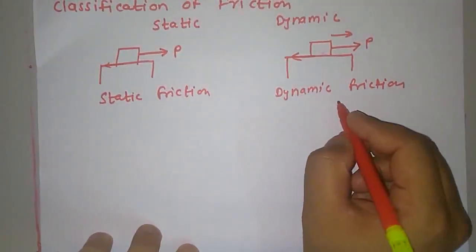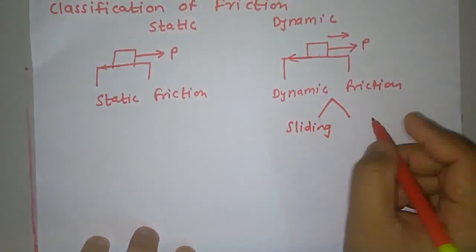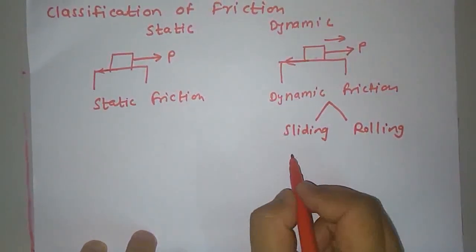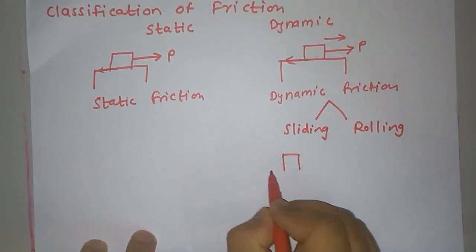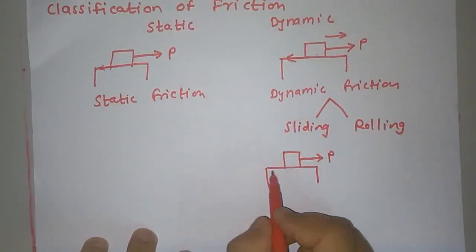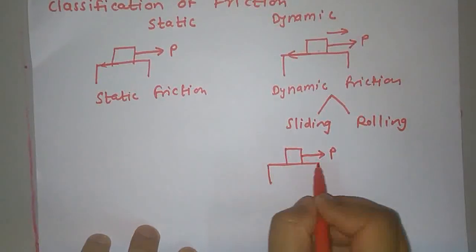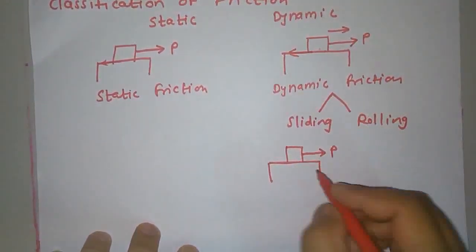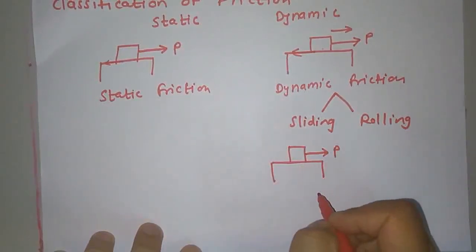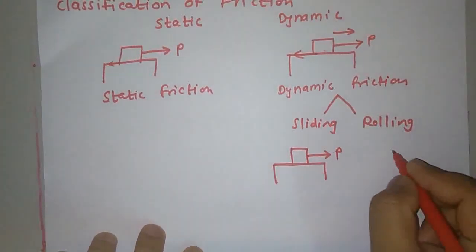Again, there are two types of dynamic friction. First one is sliding friction and second one is rolling friction. So what is sliding friction? This block is placed on a table and as we apply the force in this direction, it will slide onto this table. That is called sliding friction. The friction experienced by a body when it slides onto a surface is known as sliding friction.